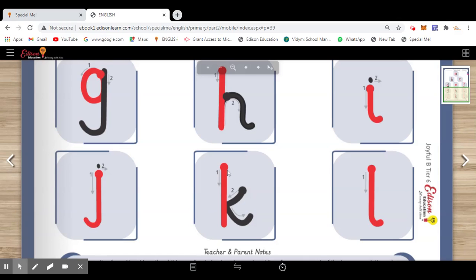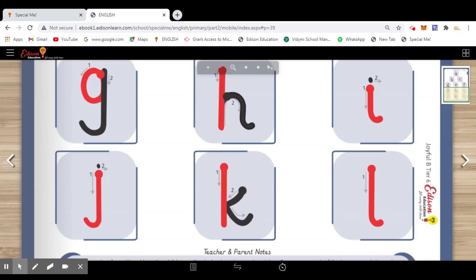So now students, you have to trace it. You have to trace it number wise, 1 and 2. So first of all, you have to make a standing line, and then you have to start it from another dot. So this is a letter K, and K is a phonic sound of letter K. Now come to the next letter. Which letter is this? This is letter L.